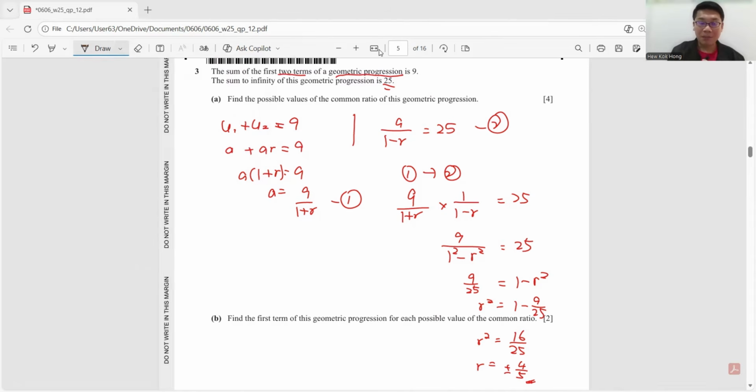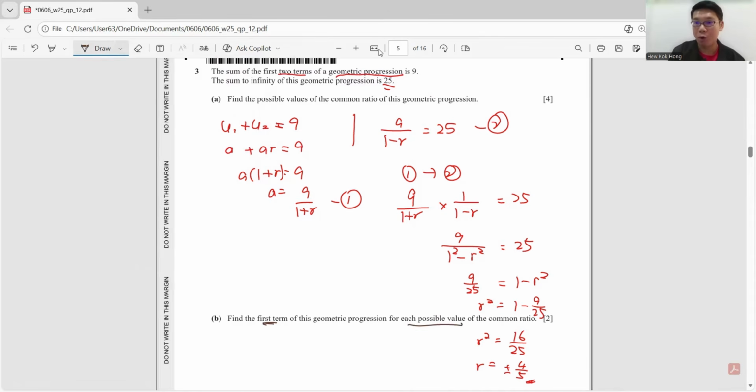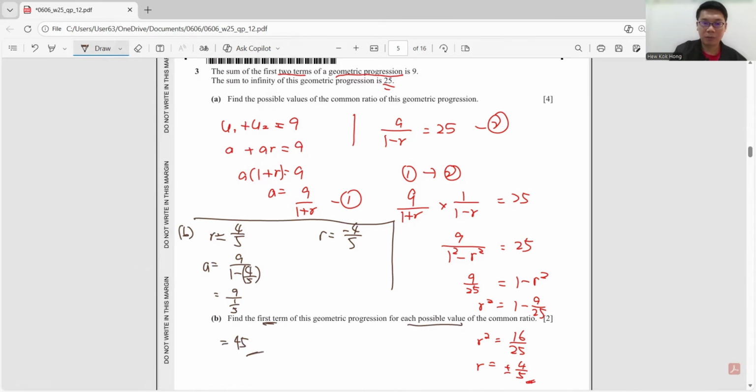Then go for part B. Find the first term of the geometric progression for each possible value of r. So we just substitute into the equation. We have r equals to this or r equals to this. This part is 45. This part is 5.